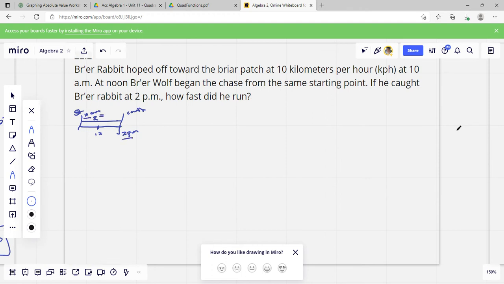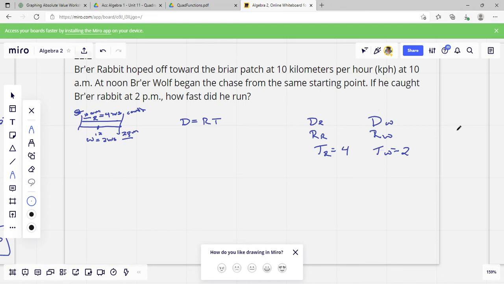The rabbit, 10, 11, 12, 1, 2, ran for 4 hours. And the wolf started at 12 and got there at 2, so he ran for 2 hours. So that gives us our time. All right, so we're going to have distance equals rate times time. And we're going to have the distance, rate, and time of the rabbit, and then the distance, rate, and time of the wolf. So we just figured out their time. The rabbit's time was 4 hours, and the wolf's time was 2 hours.